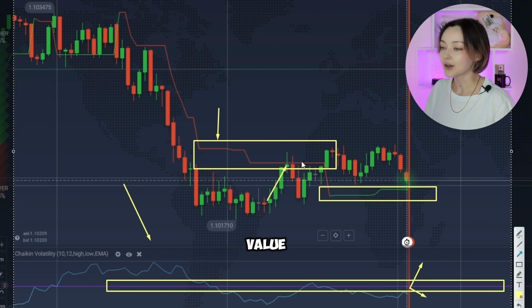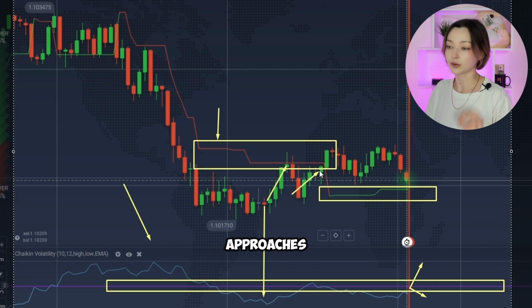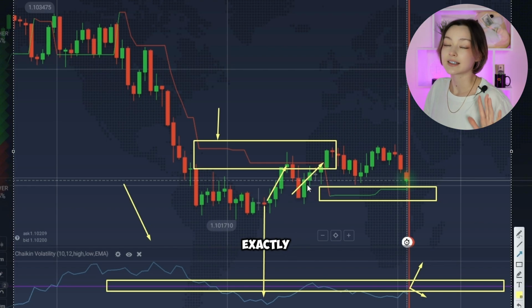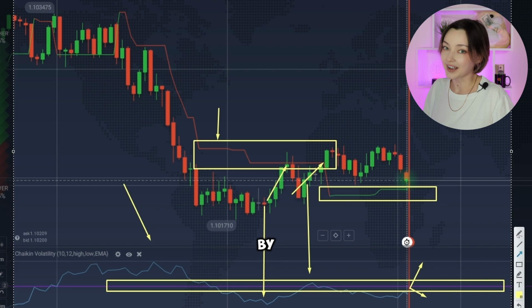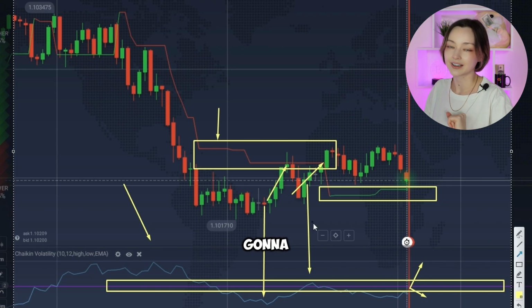If we see that the value of the volatility indicator is below this line as the price approaches one of the levels, this tells us that the level will most likely not be broken. The reason for it is that the market simply won't have enough strength and power to break through this level. Alternatively, if there is a potential for a breakout, we should see the volatility increasing as the price approaches this level. So yeah, this is exactly the principle we'll be trading today by. Of course, there are certain nuances that are important to understand, which I'm sure I'm gonna cover throughout the process.